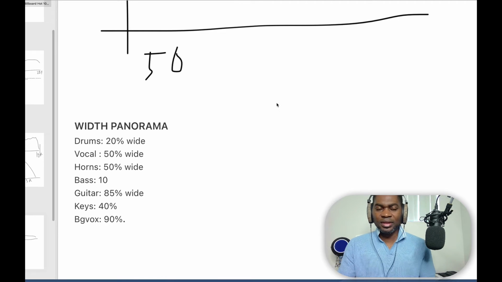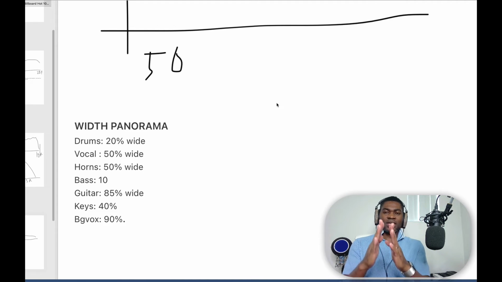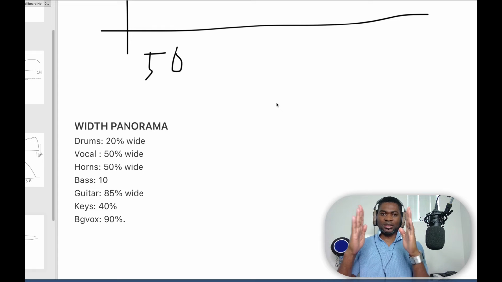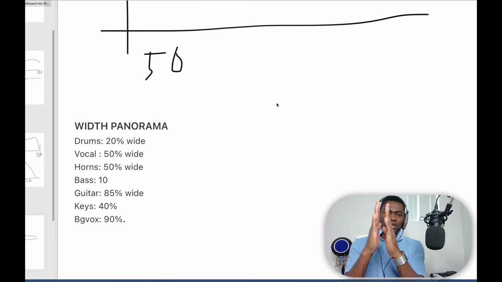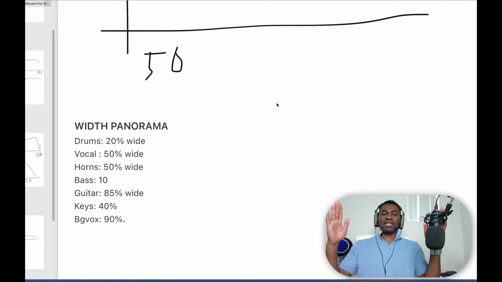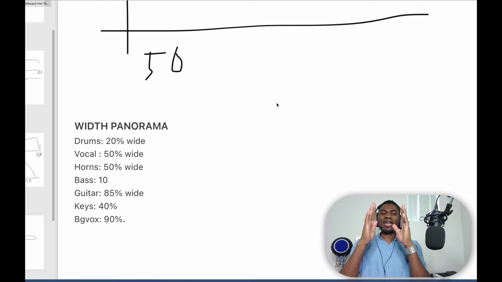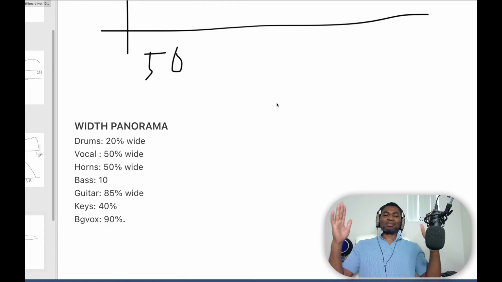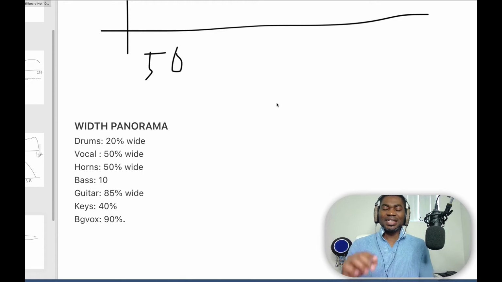So let me do a recap real quick. The width panorama of this mix: the drums are 20%, the lead vocal is 50%, maybe a little wider than 20, and the horns are around the same area, 50%. The bass is even closer to the center, 10%. The guitar is 85, which is the really wide one. Then the keyboards are like 40%. Then the background vocals are 90%. So try this in your mixes, and I guarantee you will notice dramatic, exponential differences.